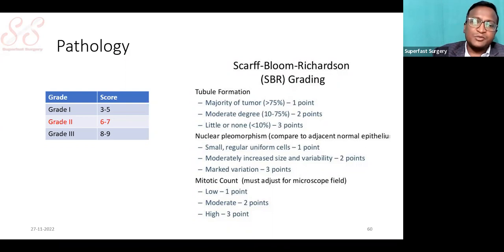So when the total score is between 6 to 7, that is grade 2. Now how to remember this? I usually remember grade 2 because anything less than that will be grade 1, and anything above that is grade 3. Okay. So total score 6 to 7 is grade 2. I usually tend to forget these numbers, so how do I remember? If you count the letters in BREAST, it is 6. BREAST is a 6 letter word, so 6 to 7 is grade 2. Okay, and anything less than that is grade 1 and more than that is grade 3.